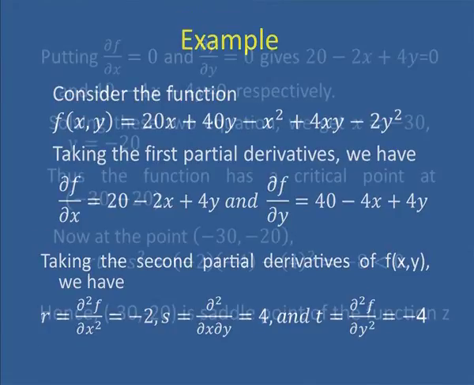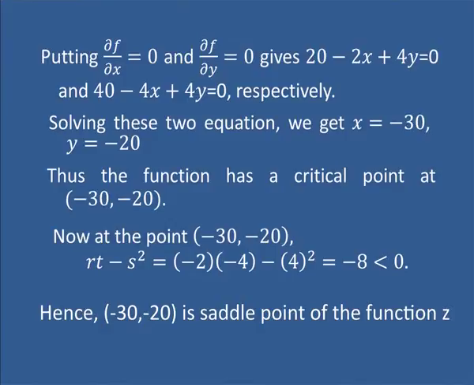Now, putting the first order derivatives del f over del x equal to 0 and del f over del y equal to 0, it gives 20 minus 2x plus 4y is equal to 0 and 40 minus 4x plus 4y is equal to 0 respectively. Solving these two equations, we find x is equal to minus 30 and y is equal to minus 20. Thus, the function has a critical point at minus 30, minus 20.